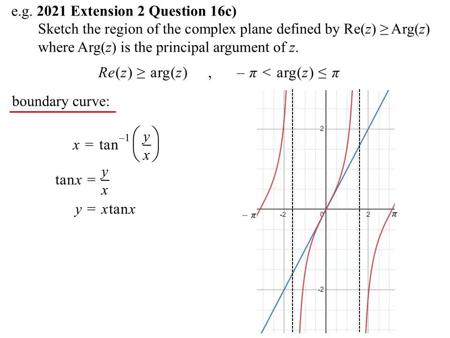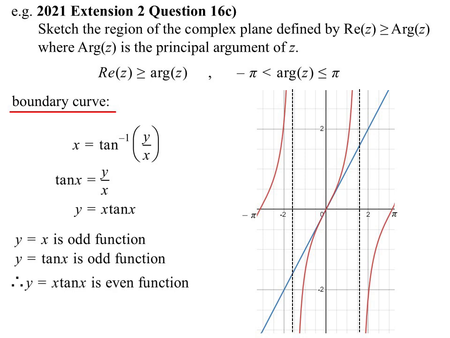So over here I've drawn the two curves. Tan x, the one I've done in red there, and y equals x, and we're multiplying these two curves together. I know x is an odd function. I know tan x is an odd function. Therefore my new one must be an even function. Okay, I know we've got symmetry.